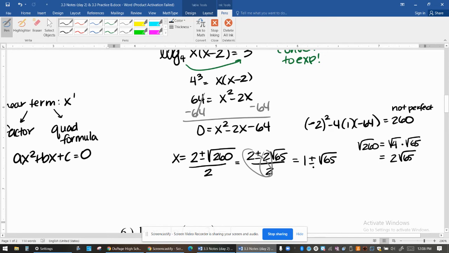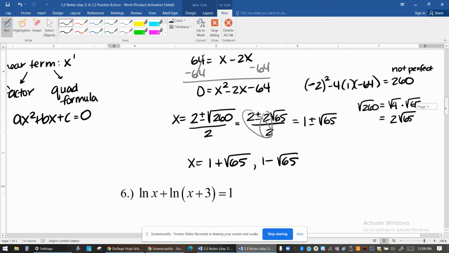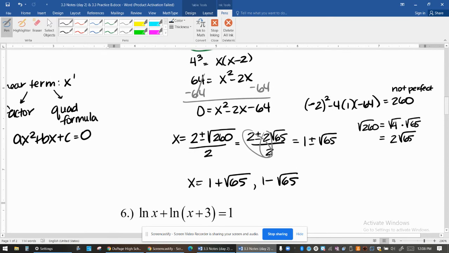Okay, so we've got two answers here. We've got 1 plus root 65, and 1 minus square root of 65. Take a minute and put those in your calculator and kind of round them to a decimal, okay? So 1 plus square root of 65. I'm going to do it right now.